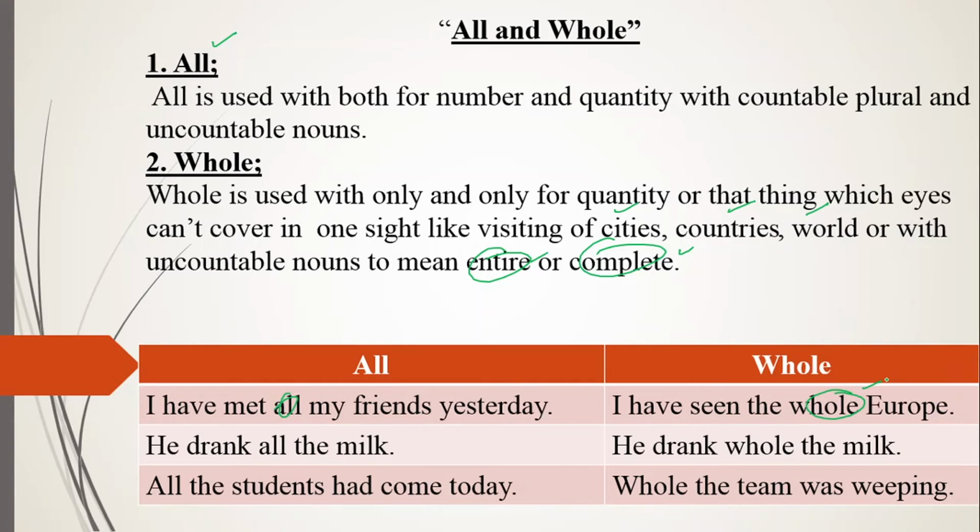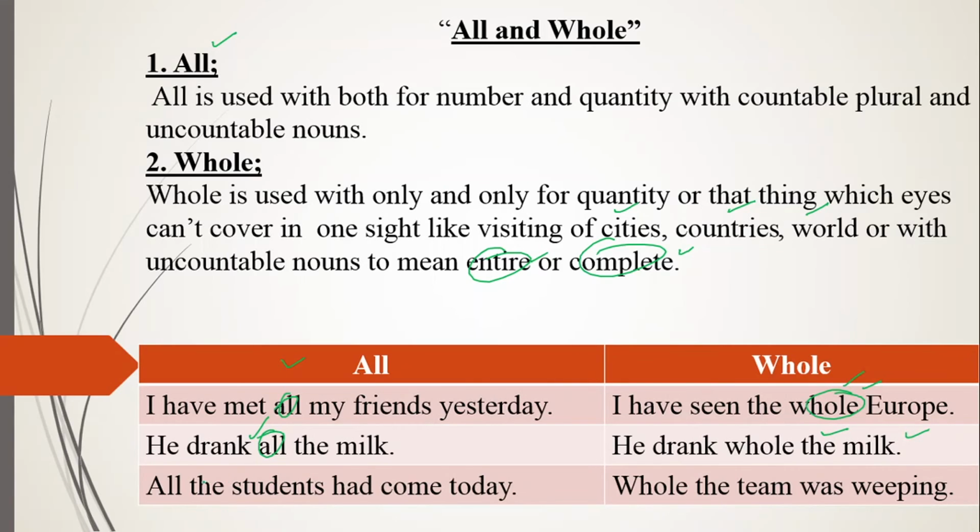In the same way, second example we have got, that is he drank all the milk. All the milk, that is for uncountable. Now you are using it for uncountable. All the milk, both can be used. As I told you, "all" is used for countable as well as for uncountable, and "all" is used which cannot be covered with naked eyes like places, and "all" can also be used for uncountable, and it is only and only used for uncountable.